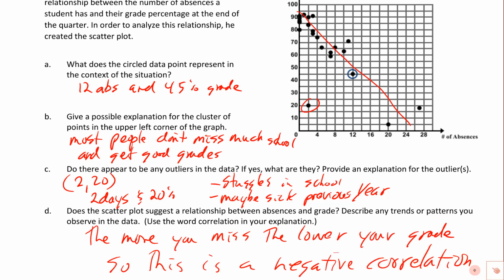Negative correlation. Okay, that is basically how we do these. So good luck on the assignment. We're just kind of getting used to how scatter plots work and how we can talk about their direction as far as correlation goes. Is it a positive correlation, negative correlation, or no correlation at all? There you go.